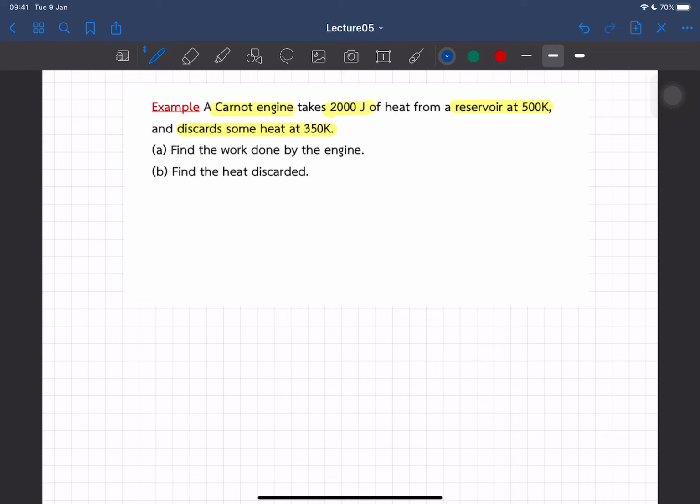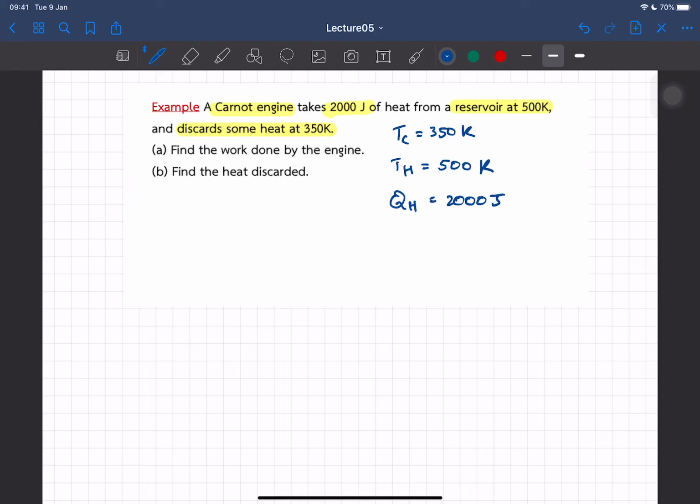Okay, so again, Carnot engine is an ideal engine. It's not a perfect engine. So we need to find the work, and we need to find the heat discarded. Okay, so how do we do that? Well, it's a Carnot engine, and we know from the problem that the cold temperature is 350 Kelvin, the hot temperature is 500 Kelvin, and it takes 2000 joules from the hot side. So QH is 2000 joules.